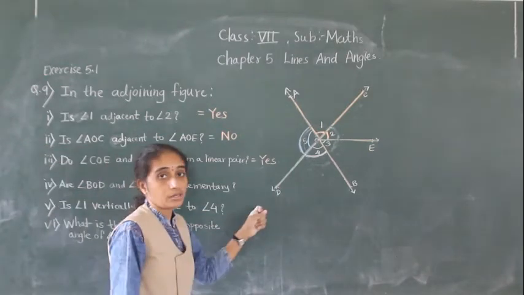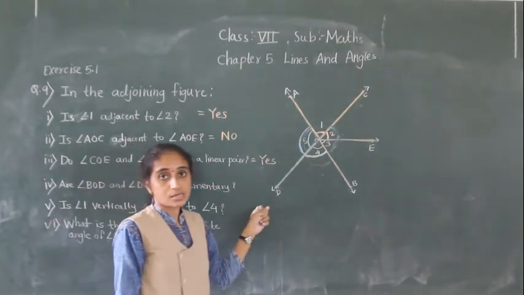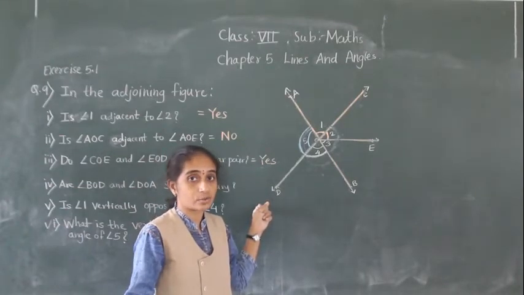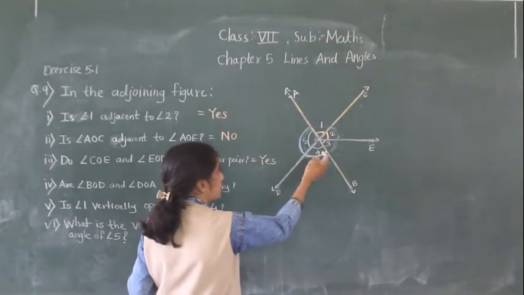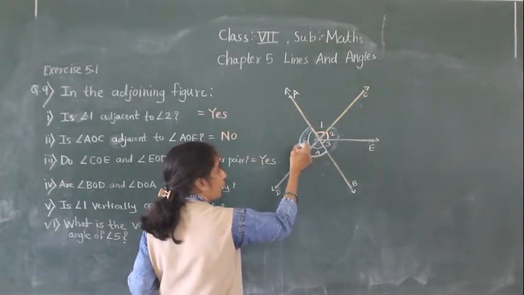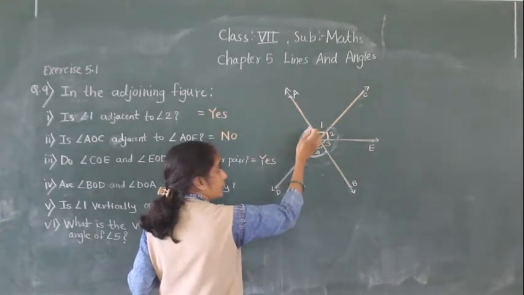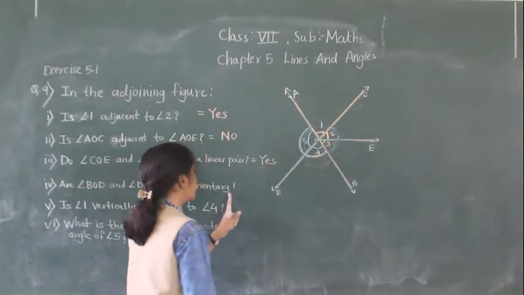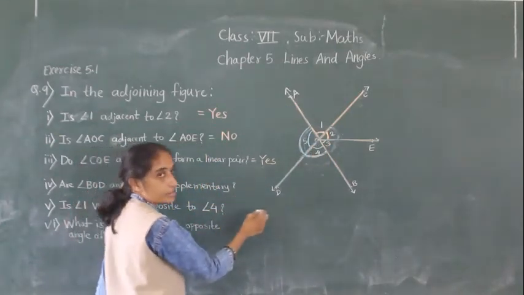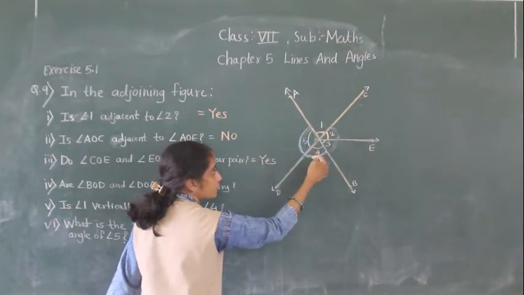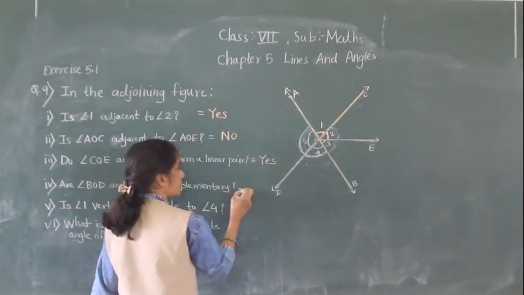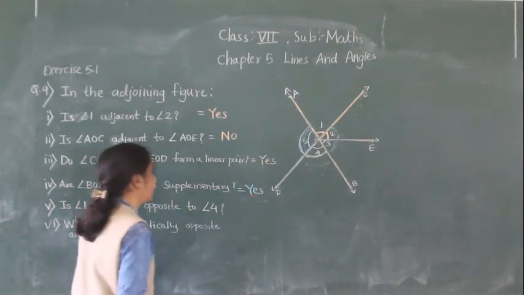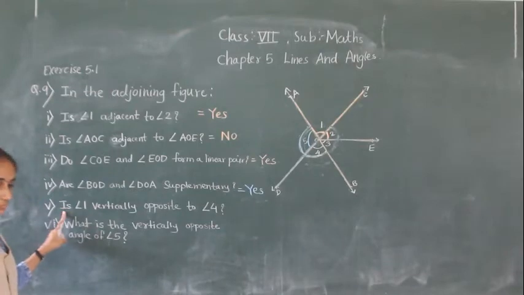What is meant by supplementary angles? If the sum of the measure of two angles is 180 degrees, then those angles are called supplementary angles. So if you see angle 4 and angle 5, they form a linear pair, which means 180 degree measurement. See, it is a half circle. So these angles are supplementary angles. Okay, now next.